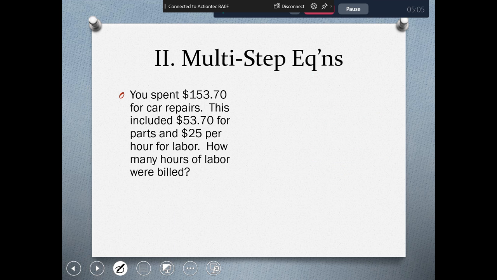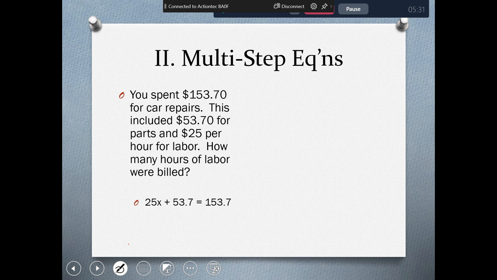Then these are continuing multi-step. It's a word problem. So I have this word problem here. You spent $153.70 for car repairs. This includes $53.70 for parts and $25 per hour for labor. How many hours of labor were billed?